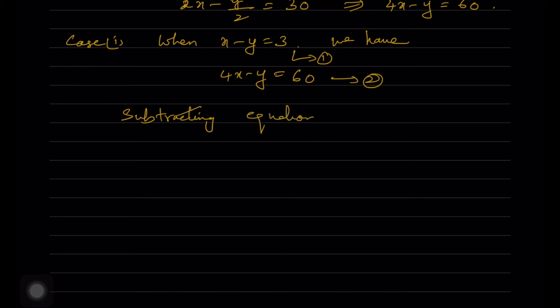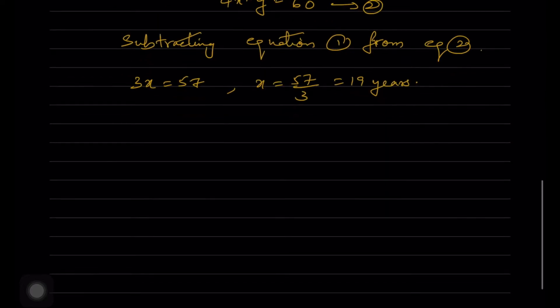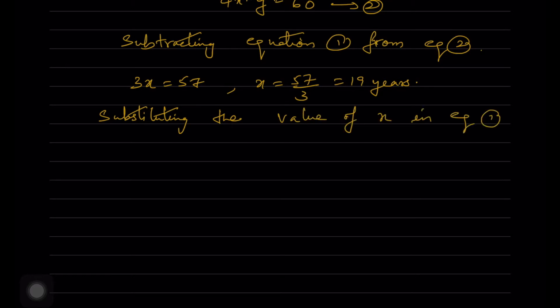So over here we have the second equation as 4x minus y is equal to 60. Subtracting equation 1 from equation 2, because the coefficient of y in both equations, equation 1 and equation 2, is equal, we get 3x is equal to 57, or x is equal to 19 years.